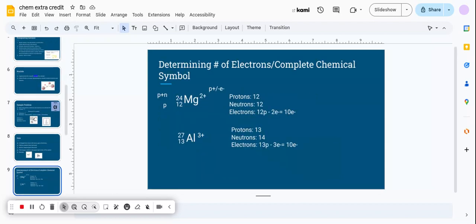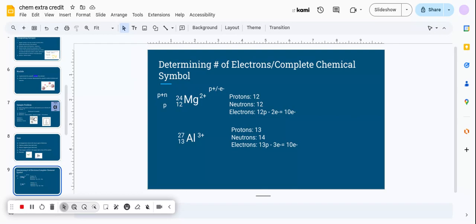For determining number of electrons and also the complete chemical symbol, so the complete chemical symbol right here is also shown with the charge. And so for magnesium, which is the top example, you have the 24, which is your protons plus neutrons. And then the bottom number is your protons. And then you write the charge at the top, which is your protons plus or minus the number of electrons you have.